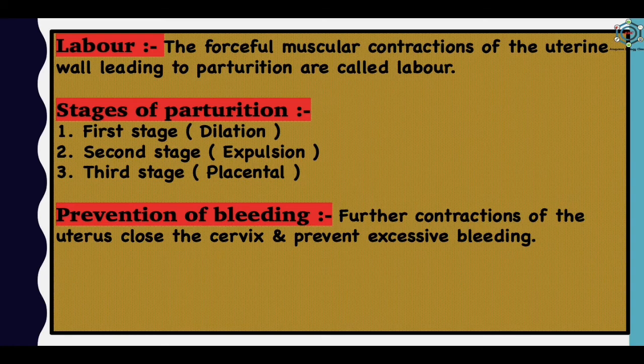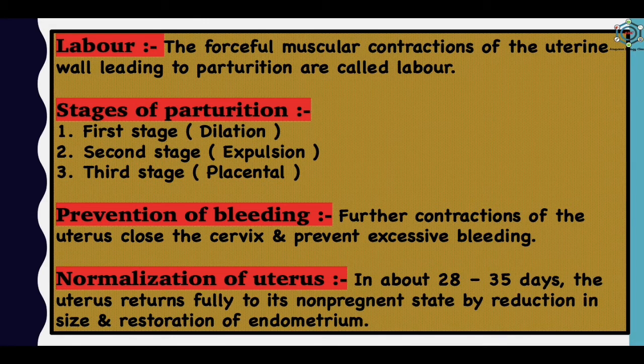Now, the prevention of bleeding. Further, the contraction of the uterus closes the cervix and prevents excessive bleeding. After this, the normalization of the uterus takes about 28 to 35 days, and the uterus returns fully to its non-pregnant state by reduction in size and restoration of the endometrium.